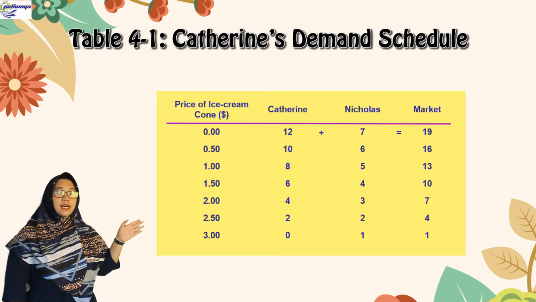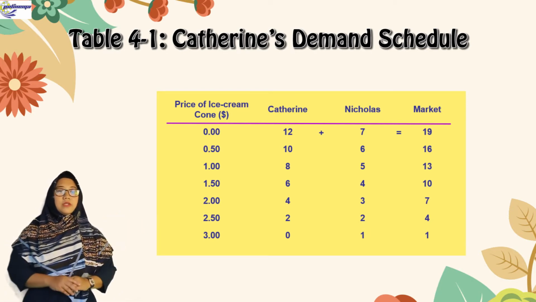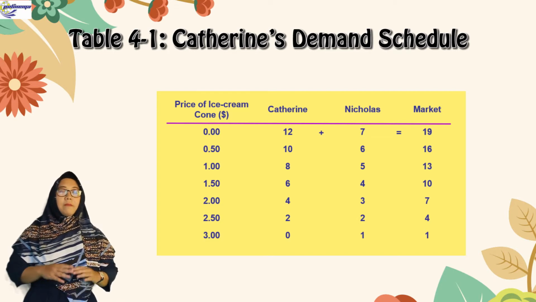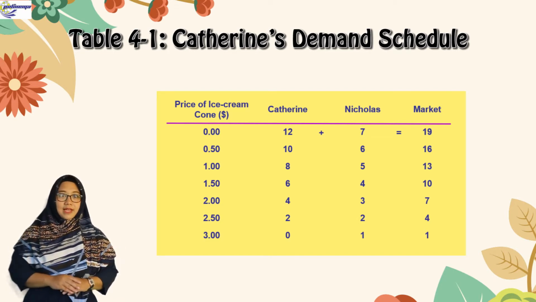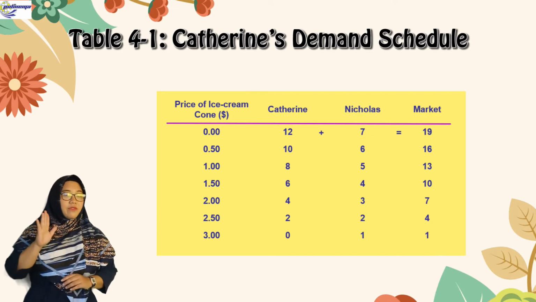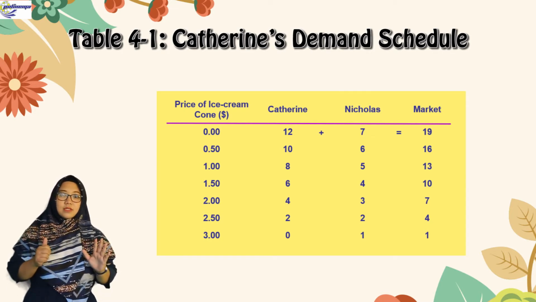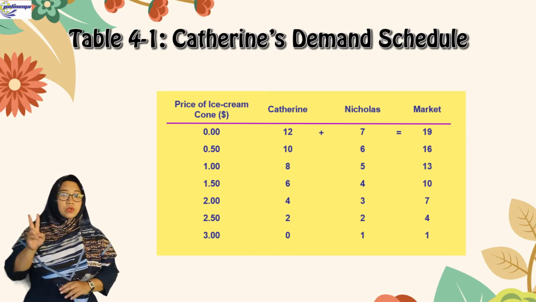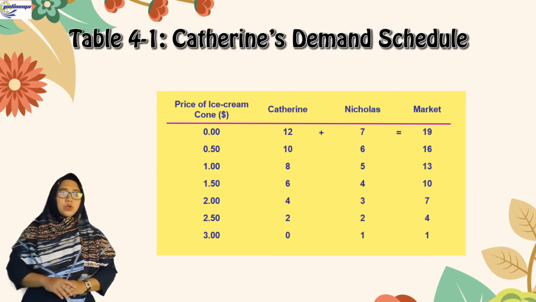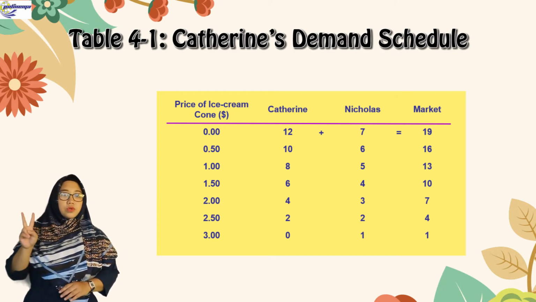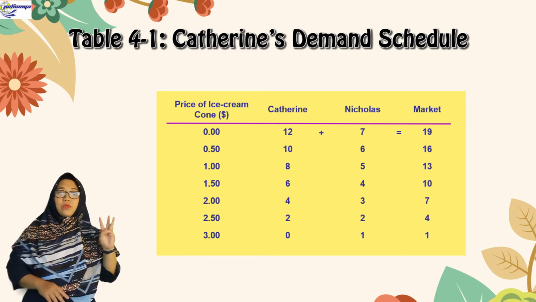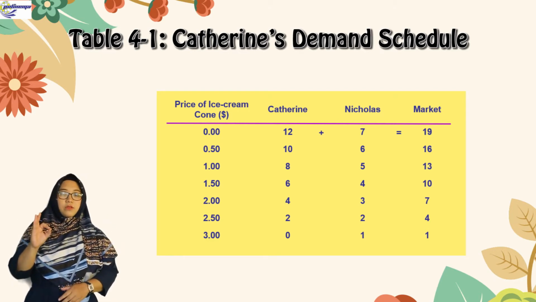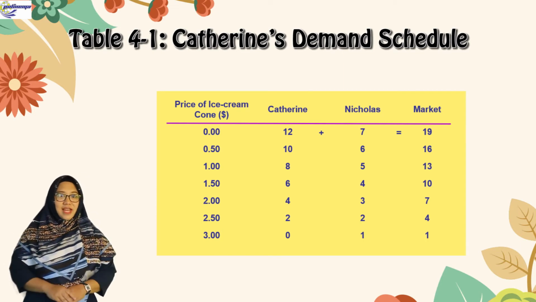Starting from the price of 0, the quantity of cones demanded is 12. The price 0.5, the quantity is 10. When the price is $1, the quantity will be 8. When the price is $1.5, the quantity will be 6 cones. When the price is $2, the quantity will be 4. When the price is $2.5, the quantity will be 2 cones. And when the price is $3, the quantity will be 0. What happens? Take a look at the next.